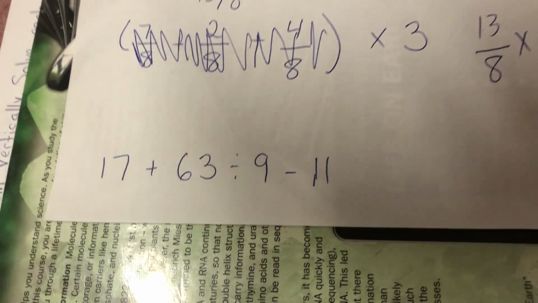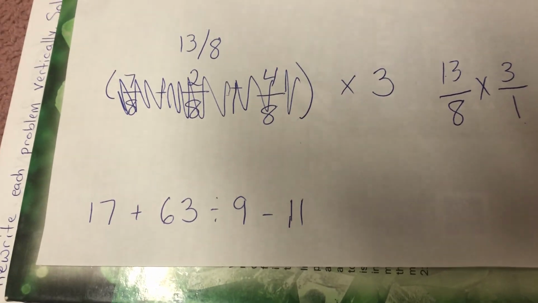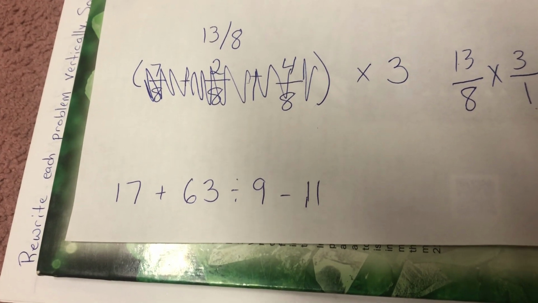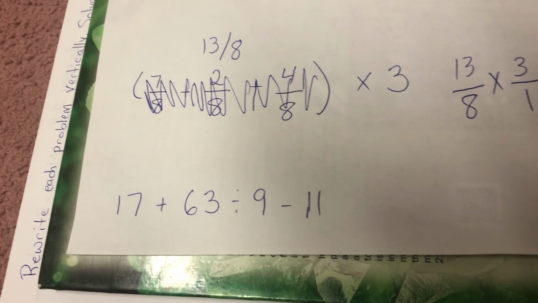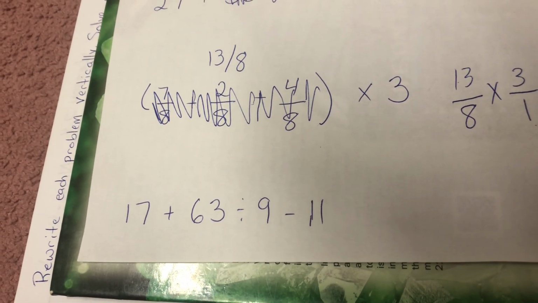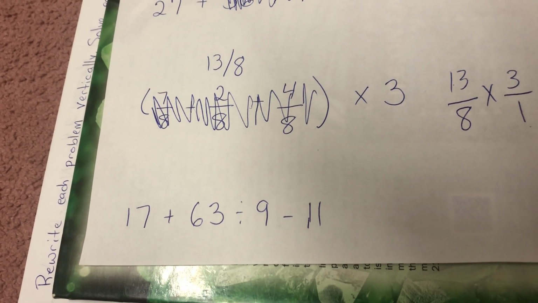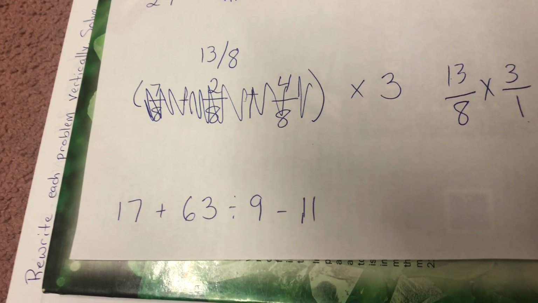All right, moving right along. A couple more. 17 plus 63 divided by 9 minus 11. Well, clear parentheses, first step. No parentheses in this problem. Second step, clear exponents. No exponents in this problem. Third step, multiply and divide left to right. PEMDAS: parentheses, exponents, M and D, multiply and divide left to right.